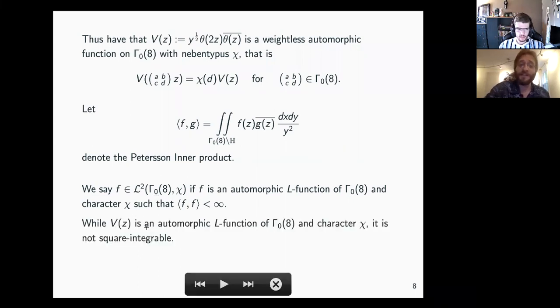Unfortunately, while V of Z is an automorphic, I say L function, that's a mistake. It should just say automorphic function of Gamma_0(8) and character chi. It is not yet square integrable. We're going to have to do something to it to make it square integrable, and the reason we want to do that is because square integrable functions have other nice properties that we want to exploit.